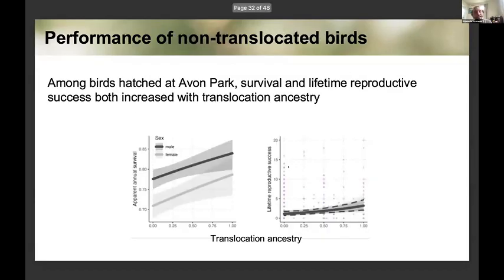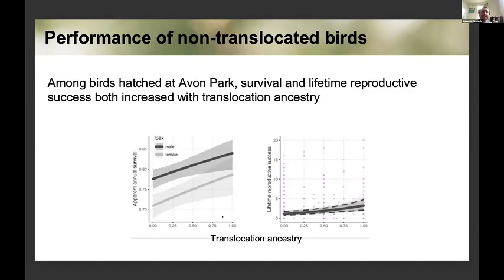Perhaps even more excitingly, if we look at all the locally hatched birds at Avon Park, so we exclude the translocated birds and look at just the birds that locally hatched, we can look at the extent of ancestry that each of these birds has inherited from one of the translocated birds. And we can get at this with the pedigree information. So that's what's shown along the horizontal axis here. And so what we can see is that as a bird's amount of translocation ancestry increases, birds tend to survive better and they tend to show higher reproductive success.